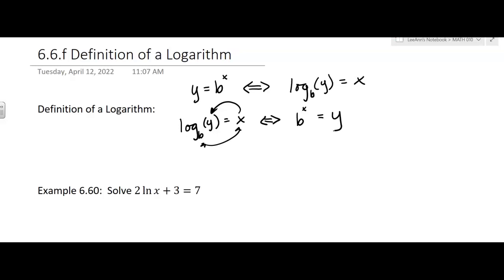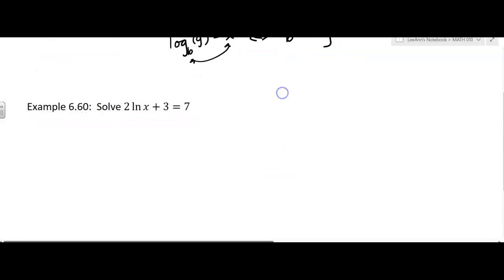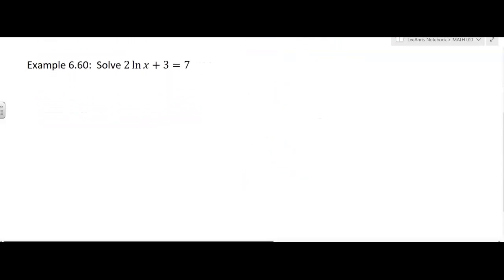We're going to use that now to solve an equation. Okay, so I have 2 natural log x plus 3 equals 7. First thing I'm going to do is subtract the 3, which you probably would have thought of. So we're going to get the log by itself.